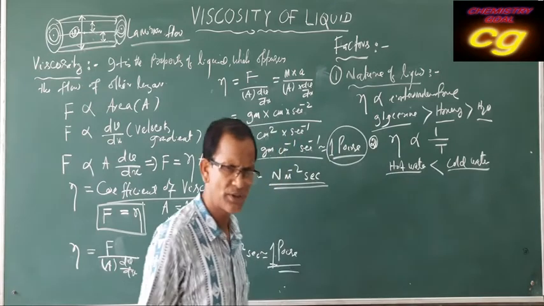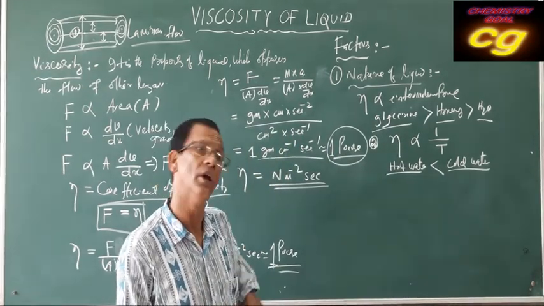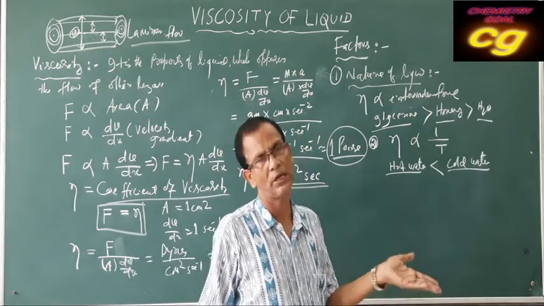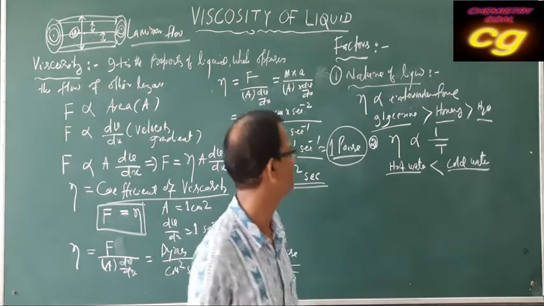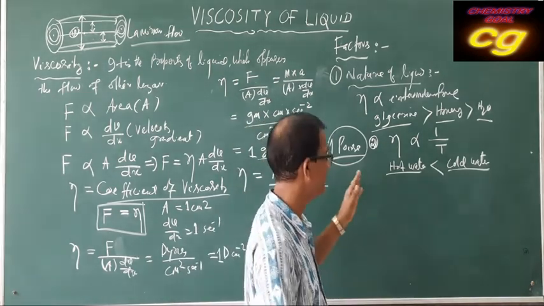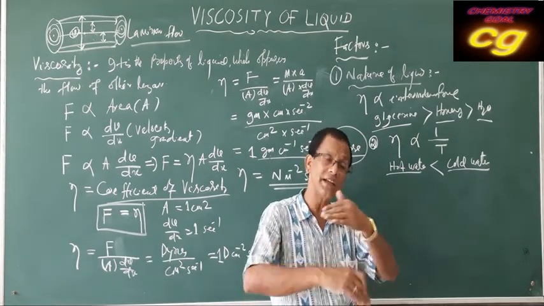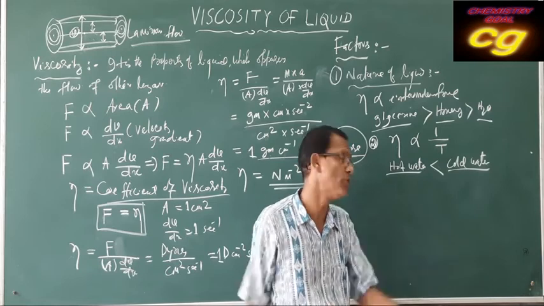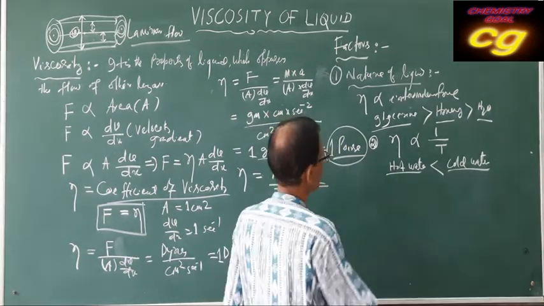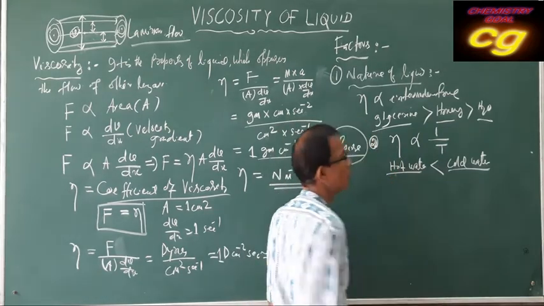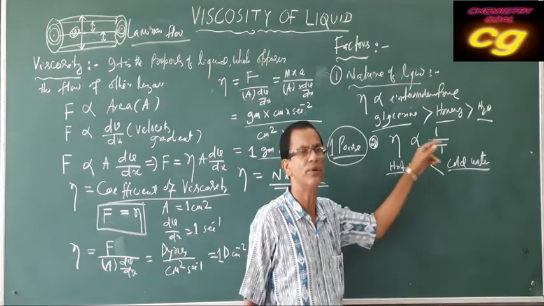Viscosity means resistance to flow. If you see a highly viscous liquid, the flow is slow. A liquid has the property that it can flow; flow means sliding of molecules over one another. So more viscous means slowly flowing. Hot water is less viscous than cold water because in hot water the intermolecular force breaks due to temperature.